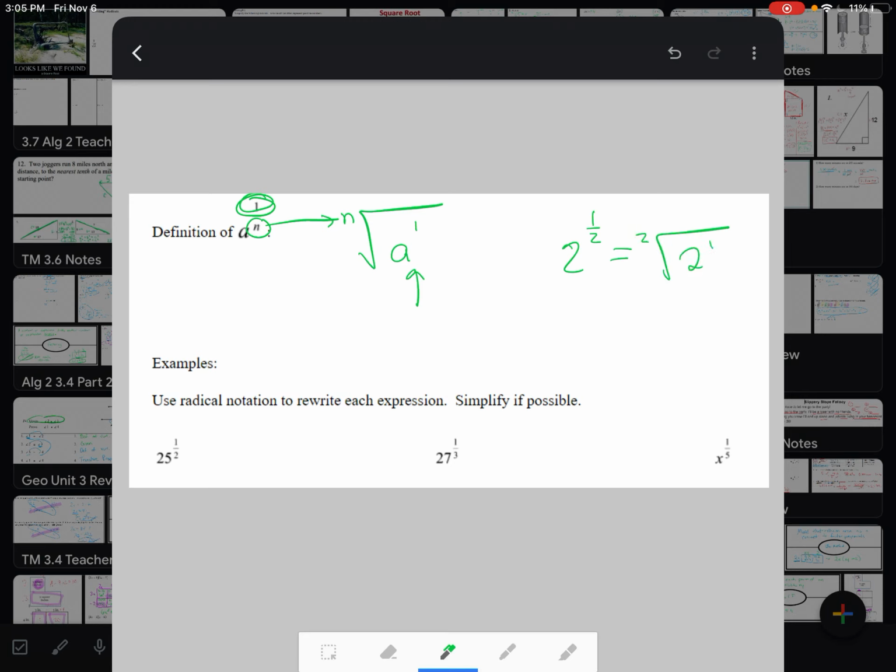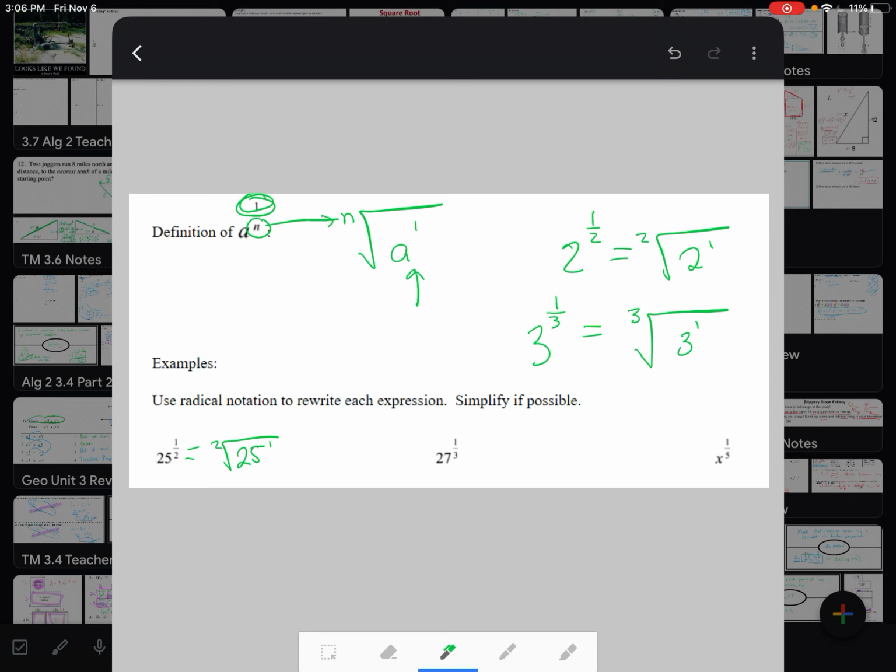So for example, if we had 2 to the 1/2 power, this just equals 2 to the 1st power and then to the 2nd root. So the square root of 2 to the 1st power. If we had something like 3 to the 1/3 power, that would be the cube root of 3 to the 1st. And that's what that would look like.